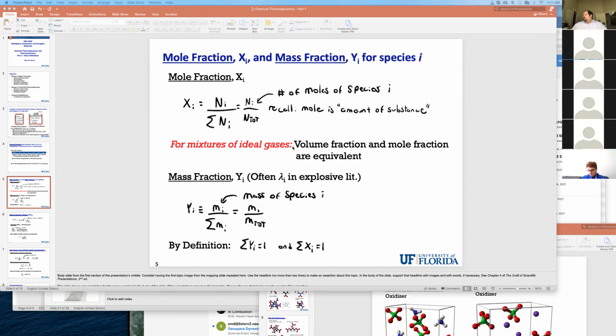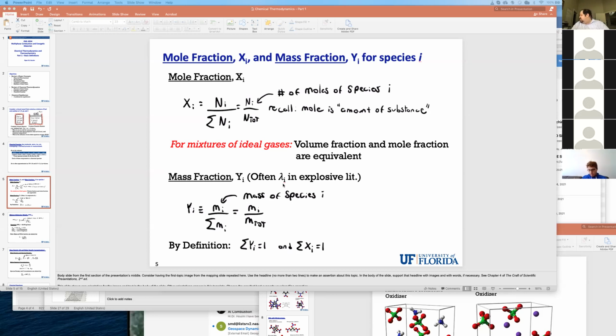And for ideal gases only, the volume fraction of species i and the mole fraction of species i are actually one and the same. But if you use a non-ideal equation of state, say if you're doing supercritical combustion, or you have mixtures of particles and liquids and droplets and things like that, that is no longer true. Mass fraction is simply the mass of species i divided by the total mass. And we will be using that one quite a bit. And again, we never actually use it like this, but by definition, the sum of mass and mole fractions must be 1.